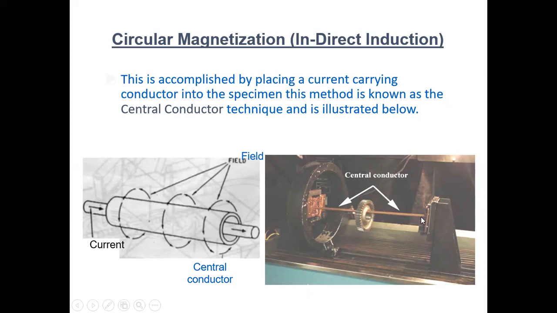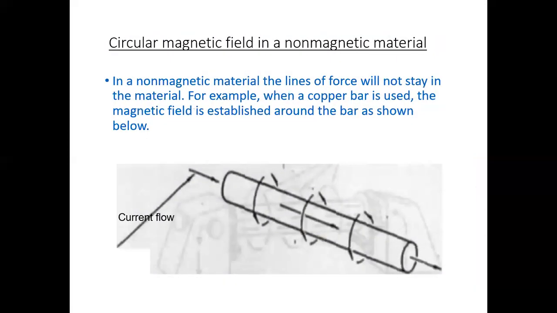Why circular? Because the current is going longitudinally, so the field will be circular. Here we say indirect induction, because we are not sending current to the specimen, we are sending the magnetic field to the specimen. That's why it is an indirect method. We can use this technique for finished components, because we are not directly passing current to the specimen, so there is no damage to the job. Now see, the current is flowing straight, and the magnetic field is generated circular.